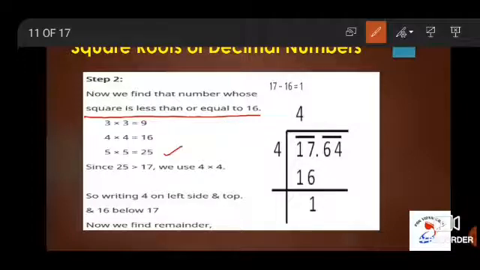I cannot take 5 because 25 is greater than 17. So we have to go with the choice of taking 4 into 4, 4 into 4 is 16. 17 minus 16, the remainder is 1. Now we have found the remainder as 1.